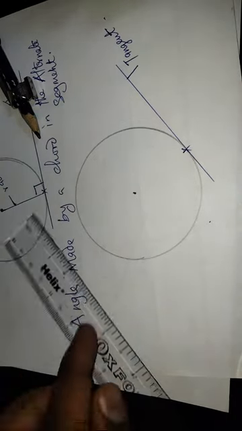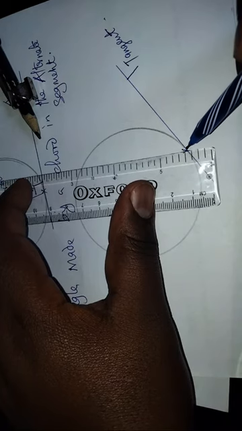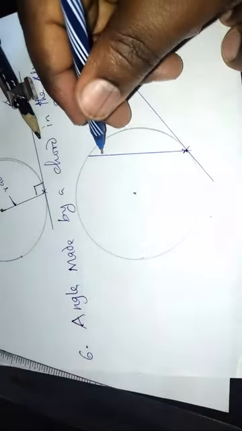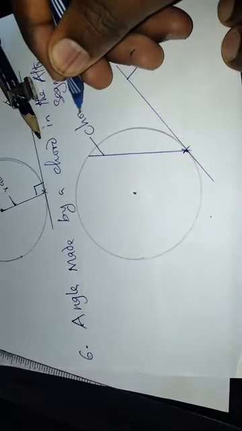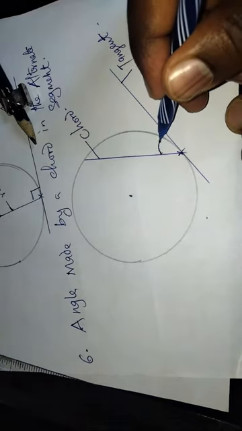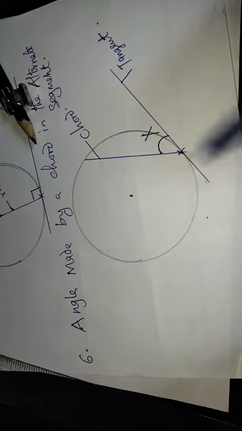Then now we can have a chord being incident to the tangent at the given point. So we can have a chord here. This is a chord. That is a chord. Now, remember the chord is making an angle X here. The chord is now making an angle with the tangent.